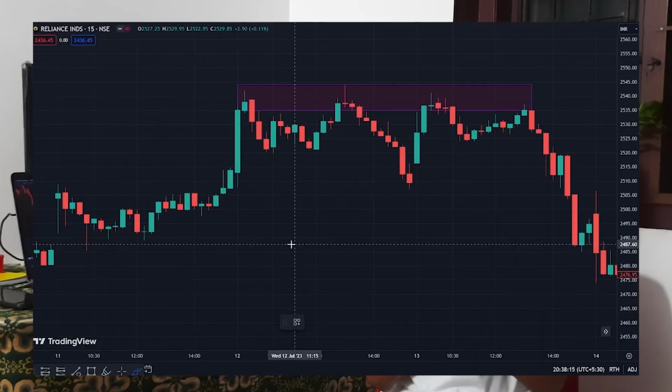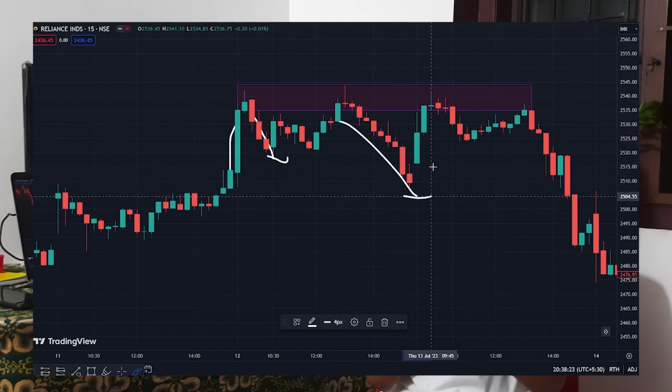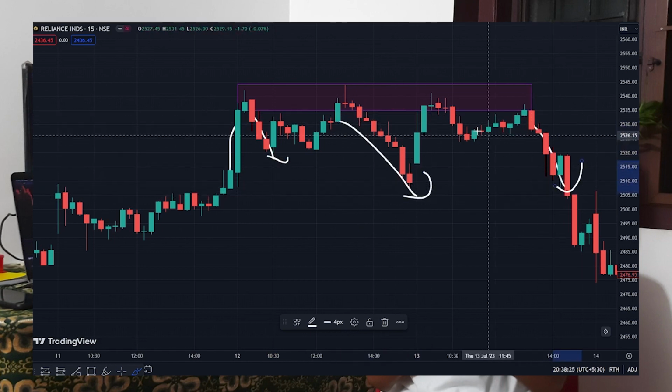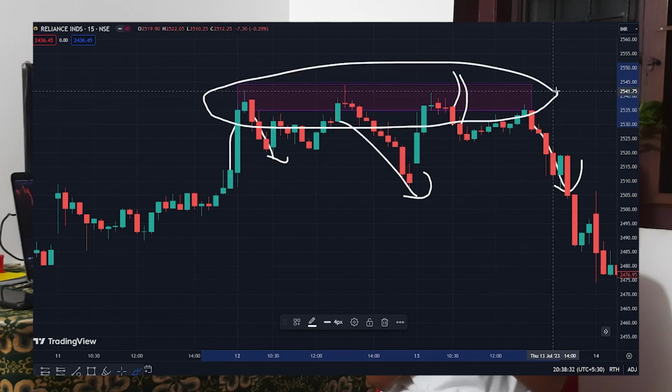Okay, let's look at the chart. This is the Reliance 15-minute time frame chart. As you can see, whenever the stock touches this level, that is the 2540 level, there is a downward movement. So guys, this is what a resistance means. That is the area where more sellers come in and push the prices downwards.